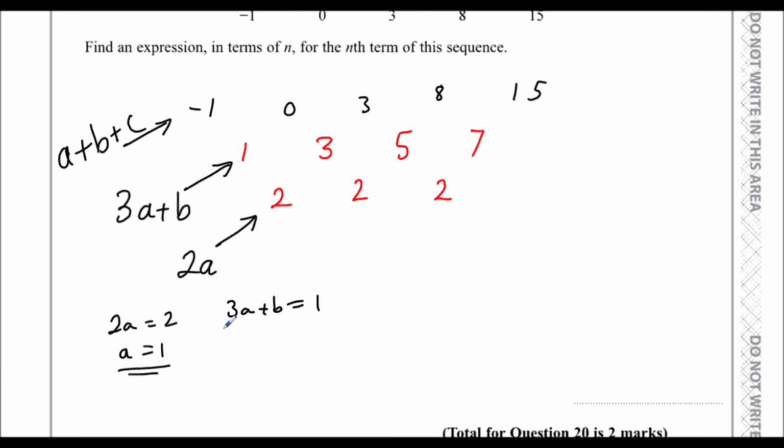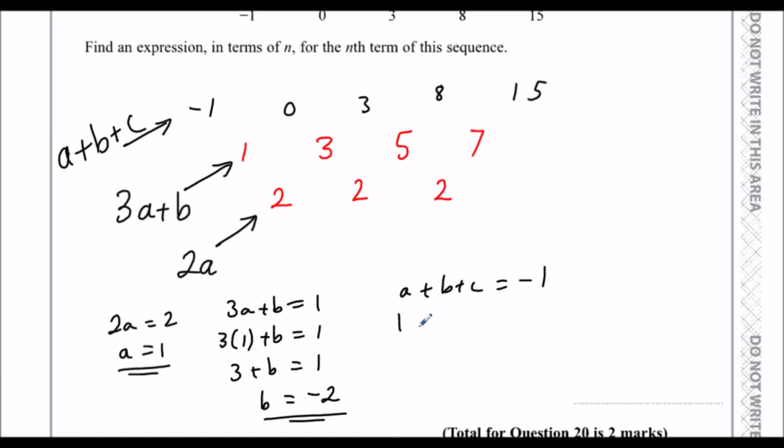3a plus b equals 1. So 3 ones plus b is equal to 1. 3 plus b is 1. Take away 3 from both sides. 1 take away 3 is -2. And a plus b plus c is -1. So we've got 1 minus 2 plus c is -1. -1 plus c is -1. Add 1 to both sides. C is nothing. So we've got 1n squared minus 2n plus nothing. So n squared minus 2n.